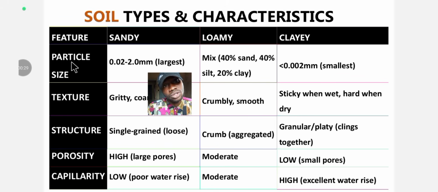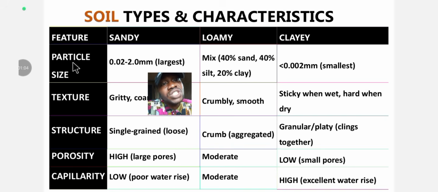The table on the screen has a column for the features, on a black background. We also have the types of soil, which include sandy, loamy, and clayey, each with its own column. This is for sandy, this for loamy, and this for clayey. We are going to look at all the features and characteristics of the soil.